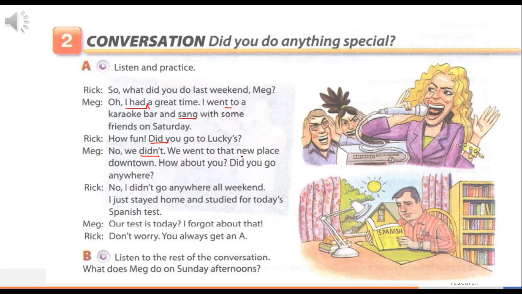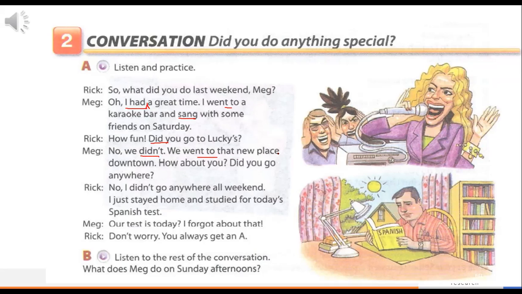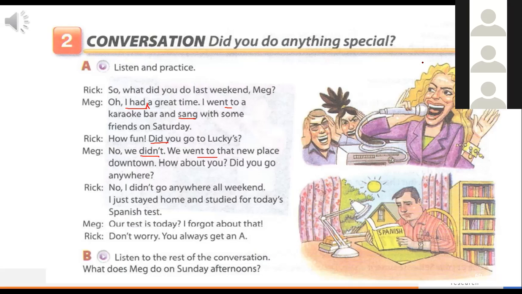We went to that new place, ¿verdad? It is go, all right? Go, go. El pasado de go is went, all right? So that's the one I'm talking about. So we went to that new place downtown. Fuimos al centro, right? Downtown. How about you? ¿Qué tal usted? ¿O qué tal tú? Did you go anywhere? Regla de oro. It's a golden rule. When you make a question in English, the verb never changes. Cuando usted hace una pregunta en inglés, el verbo no lo modifica. Ni en presente, ni en pasado, ni en futuro, ni en ningún tiempo gramatical.